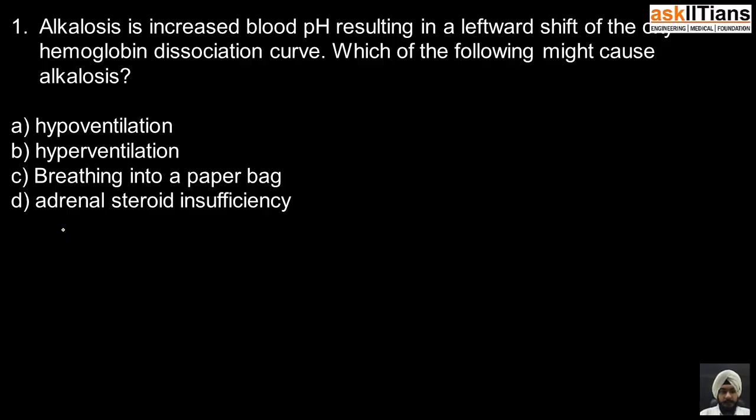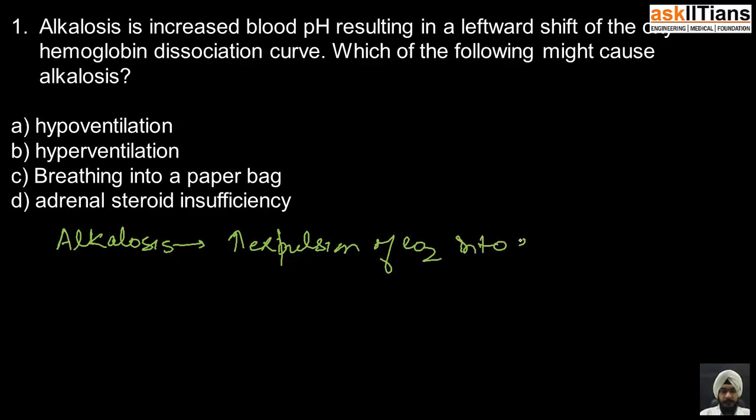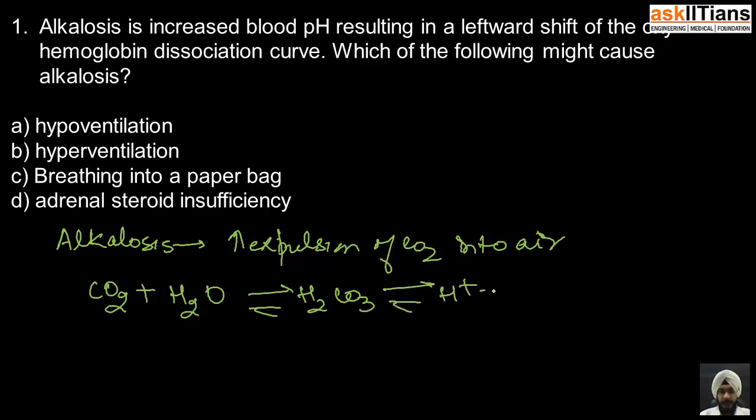So alkalosis is basically increased expulsion of carbon dioxide into air. Basically we are expiring more CO2 than required. As we know, carbon dioxide combines with water to form H2CO3, which is carbonic acid, which further splits into H plus and HCO3 minus ions.